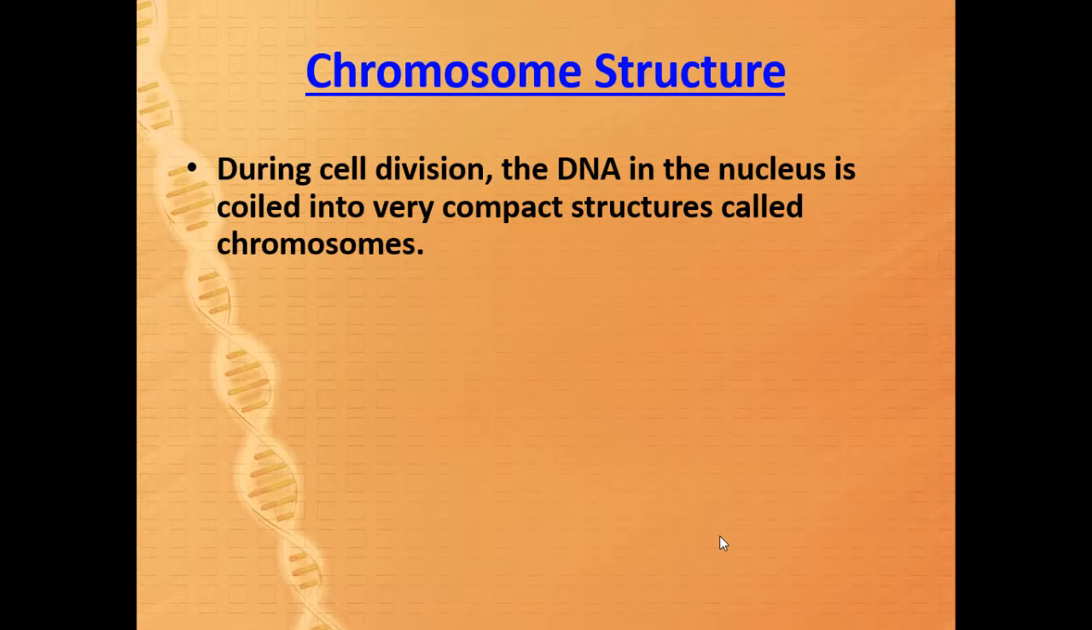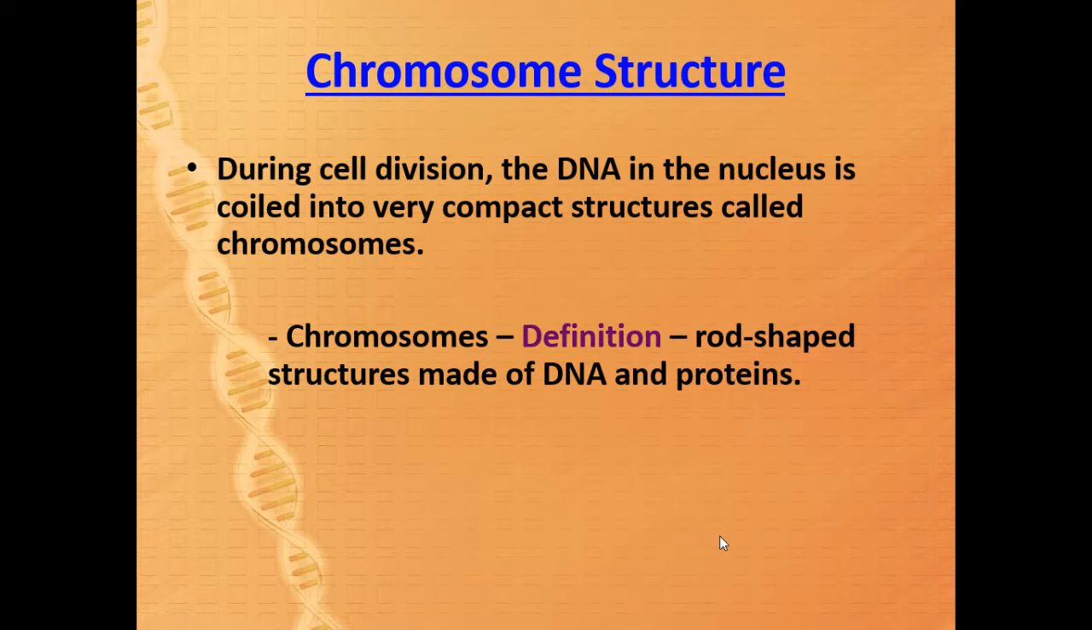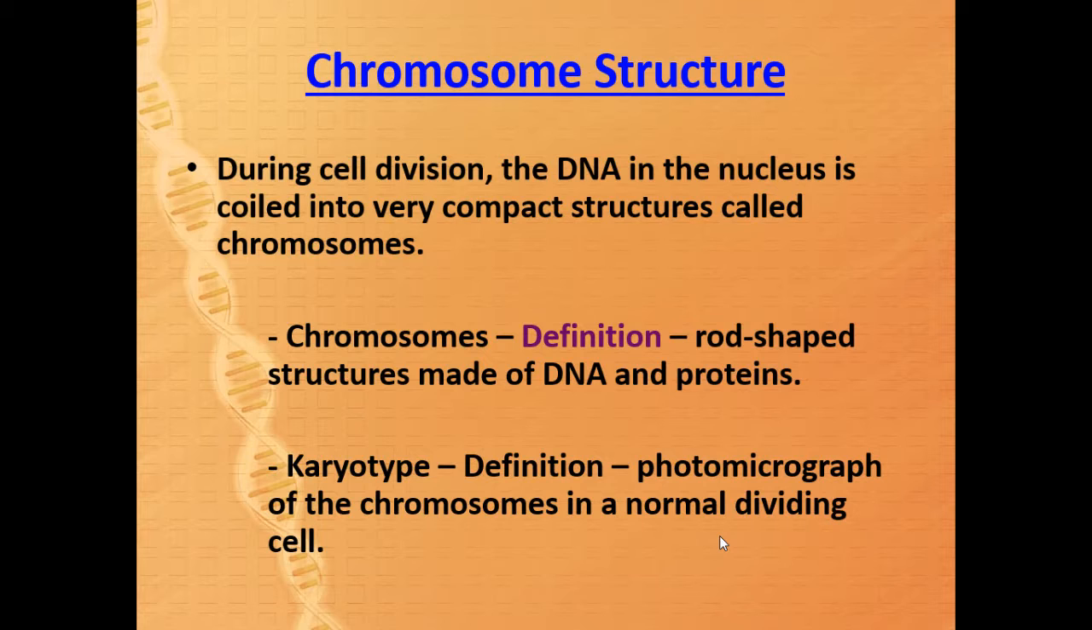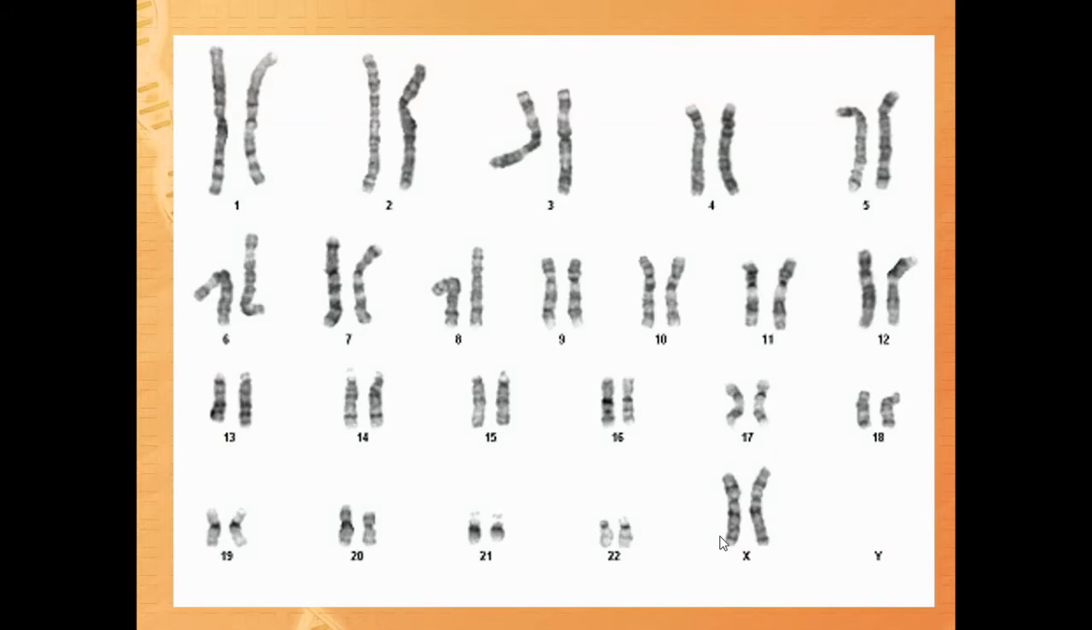During cell division, the DNA in the nucleus is coiled into very compact structures called chromosomes. A chromosome is a rod-shaped structure made of DNA and proteins, and a karyotype is a photomicrograph of the cells in a normal dividing cell. So here we have a karyotype, and you can see all of the chromosomes lined up. You should have a total of 46. If you have more or less, then that would denote some type of genetic condition.